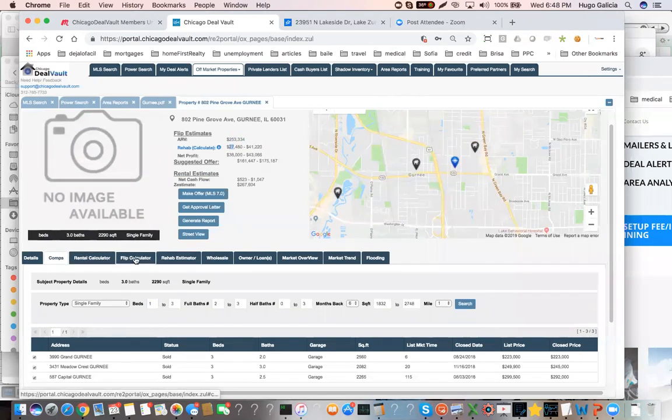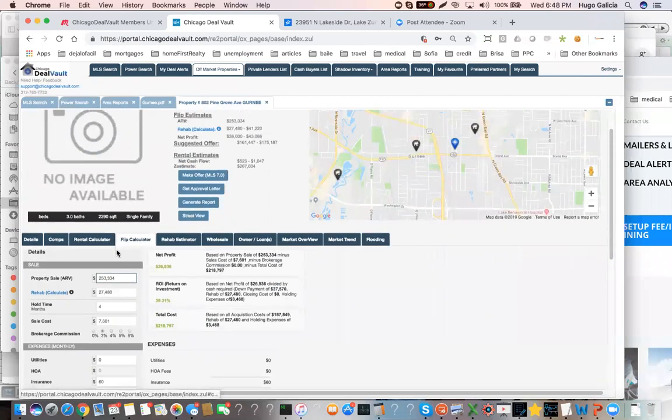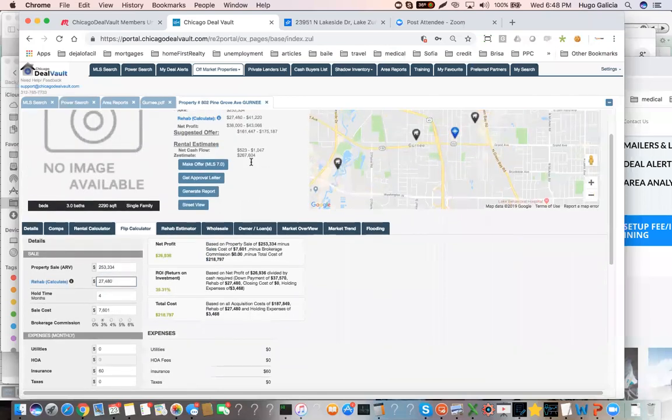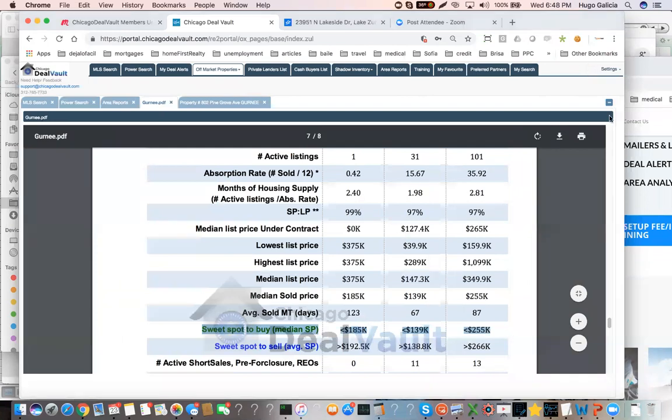So having said that, we can quickly look at one of the numbers here. So the ARV is going to be 253, right? And then the rehab, you always want to go, I would say, in the middle between 30 to 40. So I'm going to say 35,000 for the rehab on this size property at least. Now the whole time they're going to stay in the market for about, if we go back to the report, Gurnee, let me go back to the report.